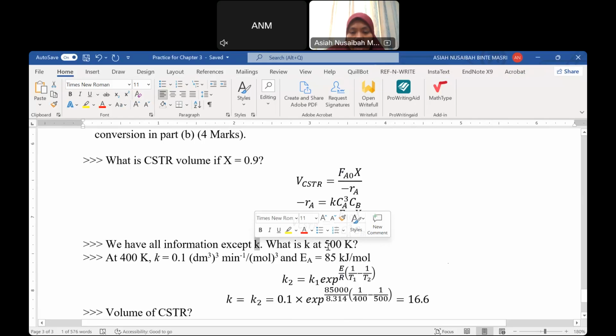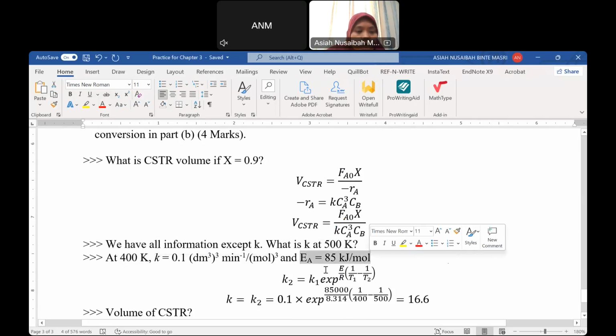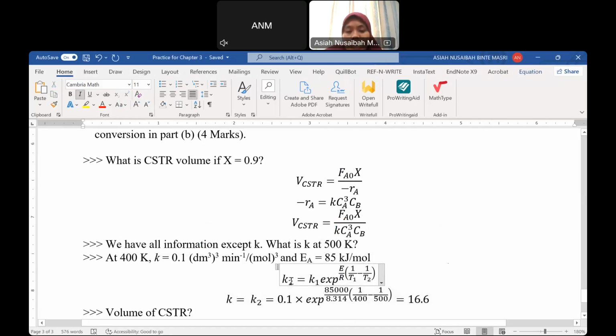What is K and our temperature? Our temperature is 500 K. However, the question only gives K, which is equal to 0.1 at 400 K, a different temperature. EA it gives, which is 85 kilojoule per mole. So what do we do? Based on the equation relating two temperatures and two K, we have K2 is equal to K1 exponential E over R times 1 over T1 minus 1 over T2. We have this equation already. We just key in everything.